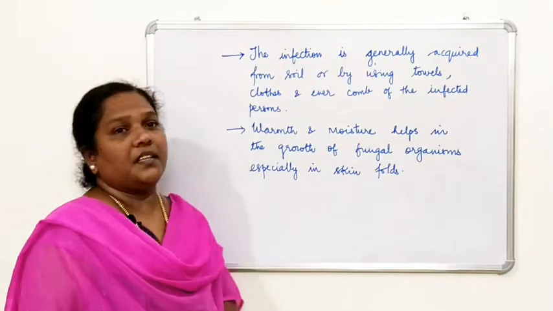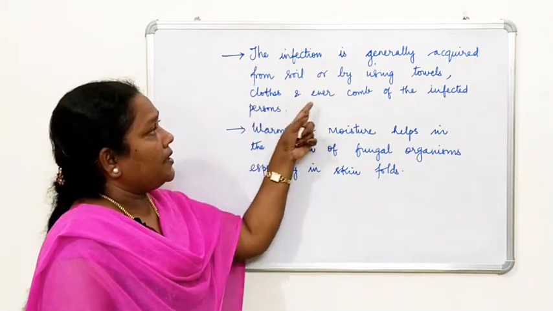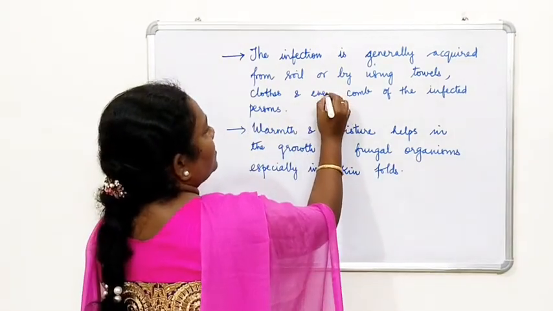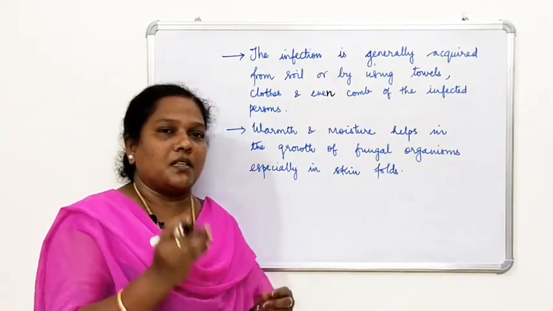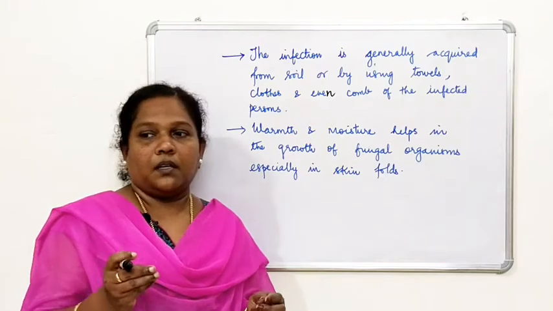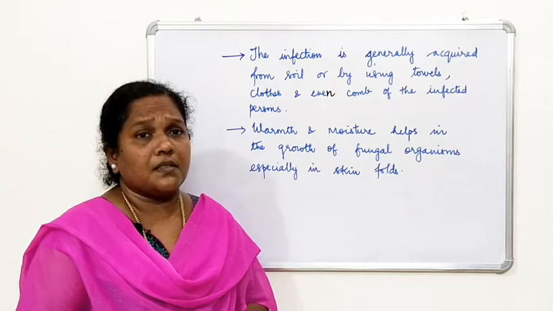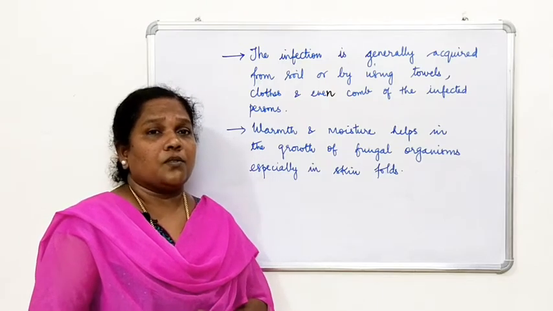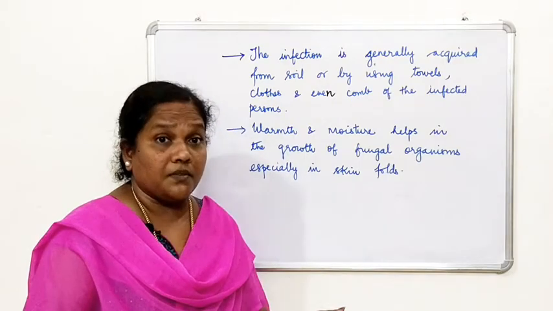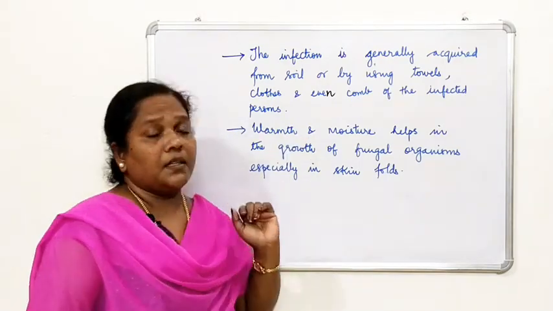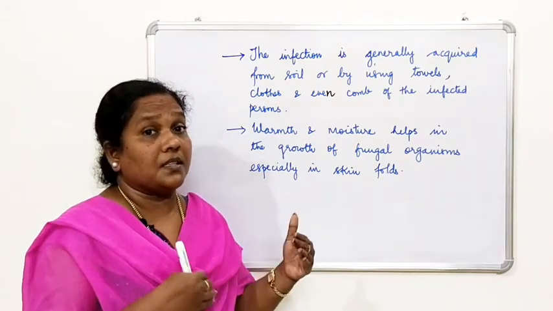And the infection is generally acquired from soil or by using towels, clothes and even combs of the infected person. Normally you would have seen that in a family, the whole family members use the same towel or same clothes or even the same comb. So it is not advisable. If a person is infected, the whole family may be infected, right? So each and every individual has to use separate combs or separate towels, right? One very important thing you have to understand here is that you can avoid such skin infections.